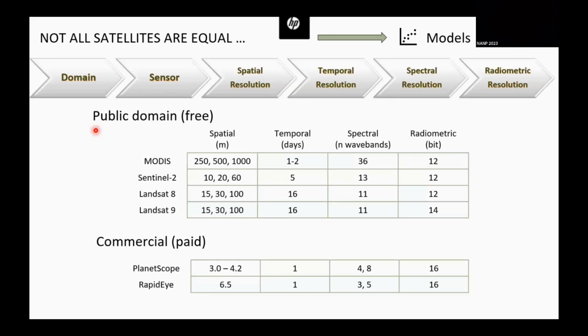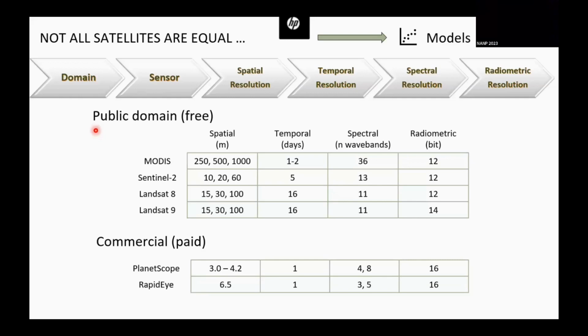The other aspect is resolutions. Satellites carry sensors, and those sensors have resolutions. And depending on those resolutions, you can use the satellite for a specific use.